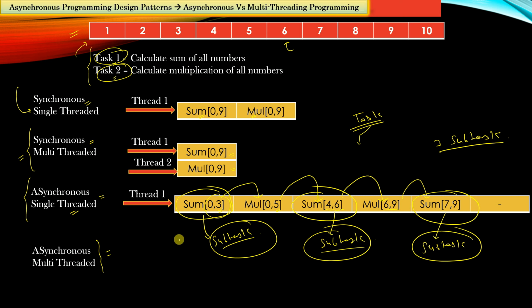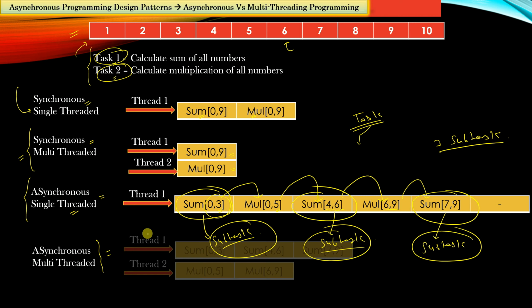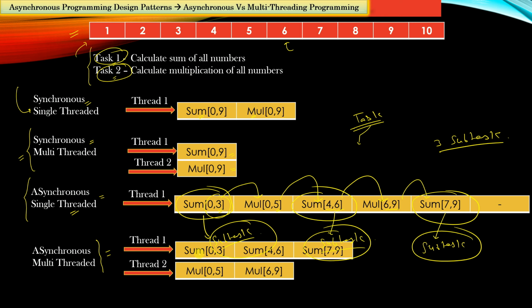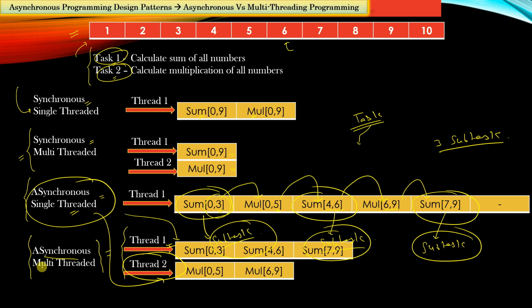And finally, if I were to ask you to write an asynchronous multi-threaded program to compute task 1 and task 2 on the same input array, then you will launch 2 independent threads. The first thread will use the asynchronous single-threaded model design to compute the sum of all the integers of the array, whereas thread 2 will again use the asynchronous single-threaded model design to compute the multiplication of all the integers of the array. But since these are 2 different threads which are executing, we call it an asynchronous multi-threaded design.